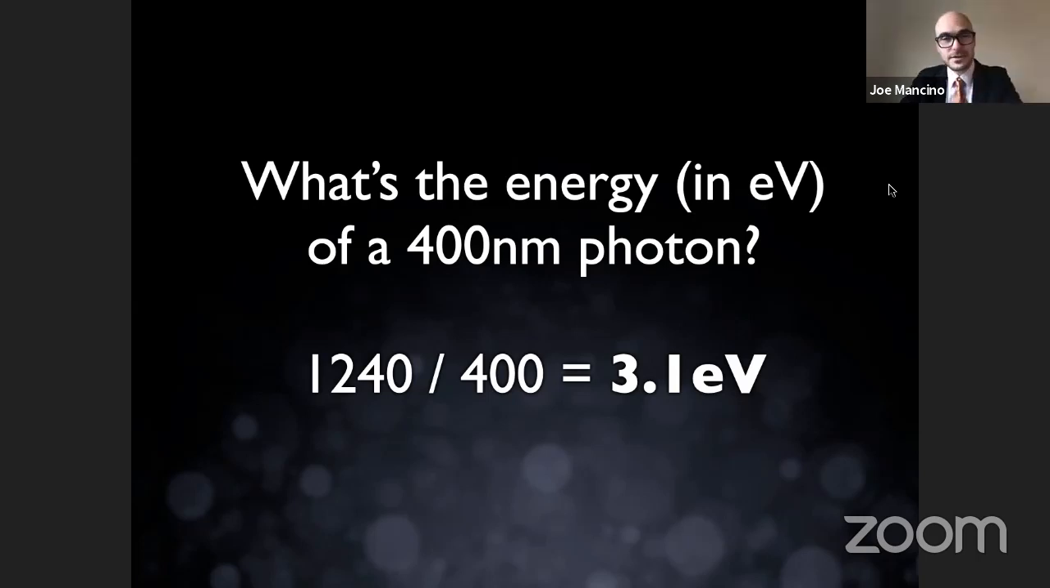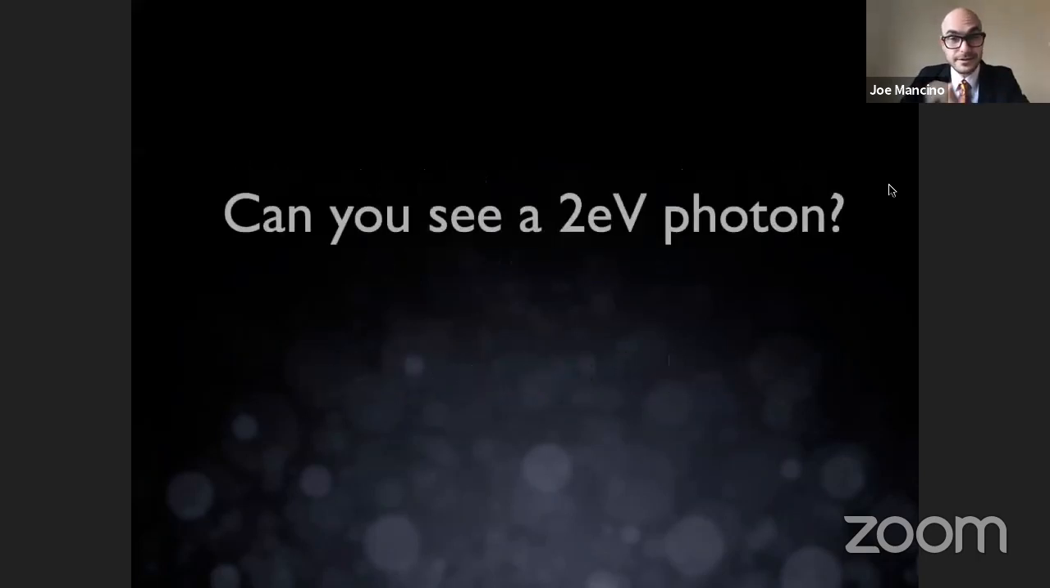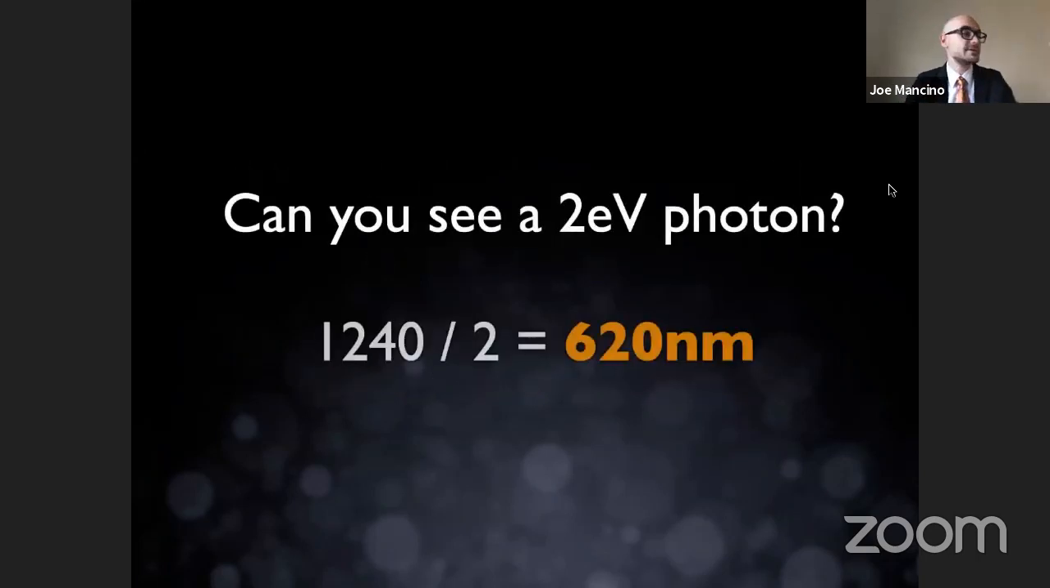All right, the next question asks whether you can see a certain photon. Can you see a 2 eV photon? Well, 1240 over 2, that's 620 nanometers. 1,240 electron volt nanometers divided by 2 electron volts is 620 nanometers, and that is definitely in the visible range. It's that color. It's orange.